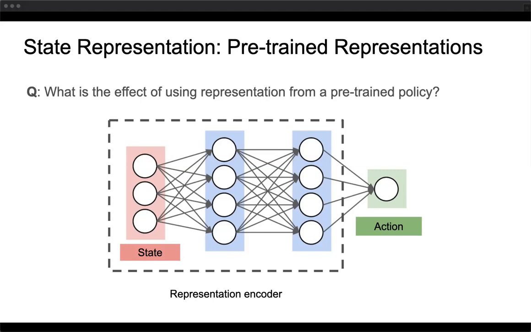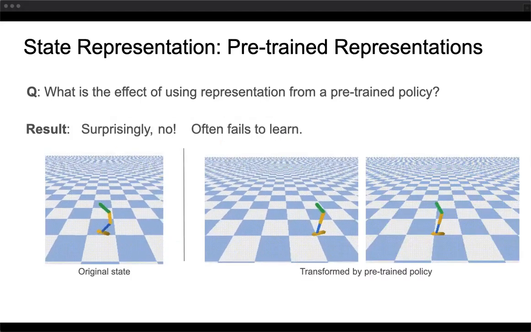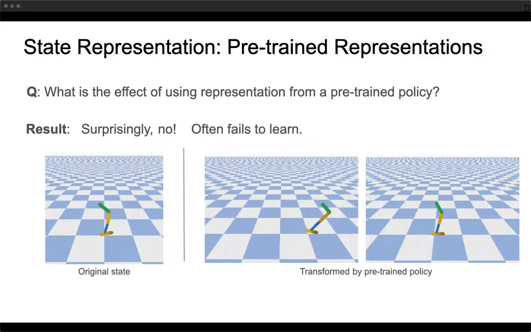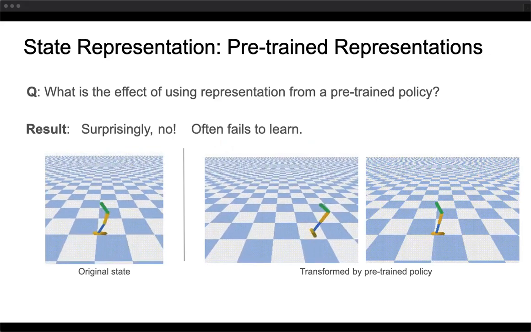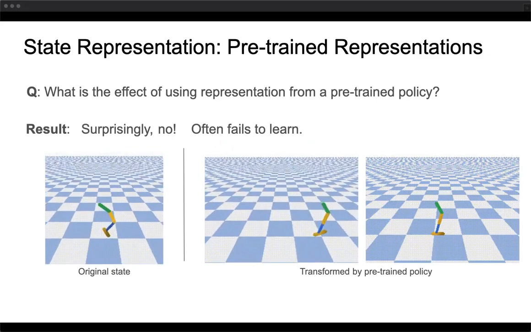We expected that this would work really well, since that representation was learned specifically for taking actions. Although, surprisingly, it's not helping. Actually, it often fails to learn at all, and when it learns, the policy is suboptimal.